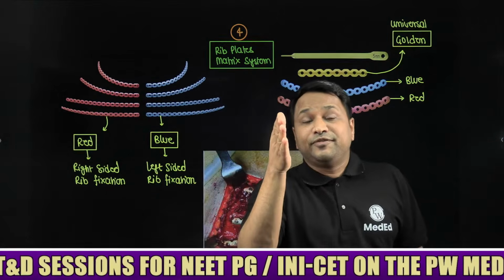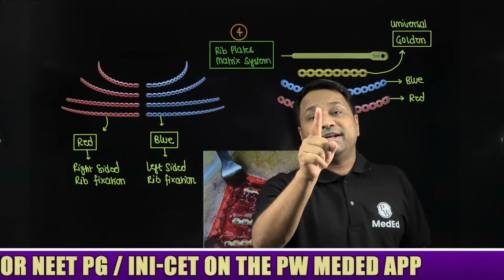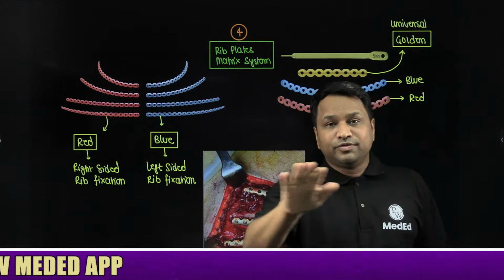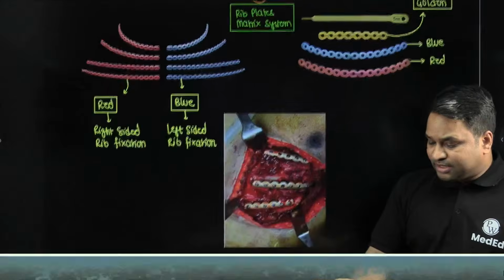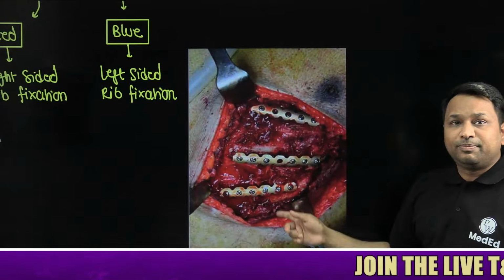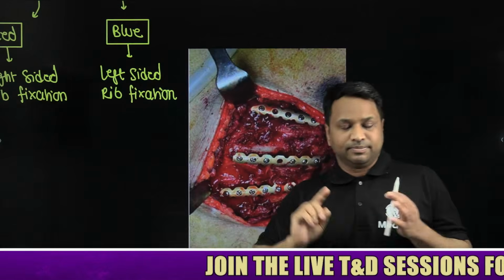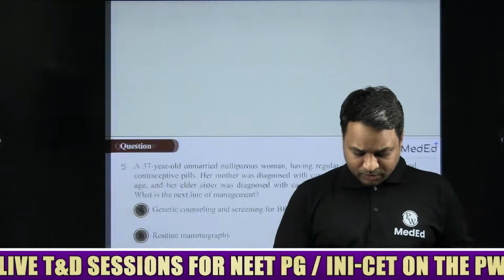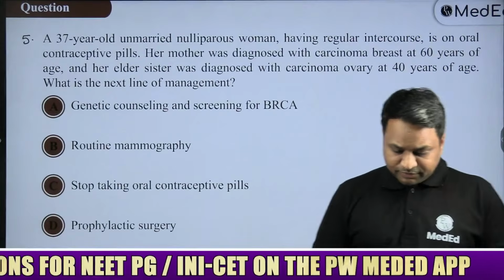I repeat again, if it is a red colored plate, it is for the right side. If it's a blue colored plate, it is for the left side. If it is a golden colored plate, it is universal. It is going to be for both of them. You can see here, I've used golden colored plates, which is going to be a universal plating system. All right. So this is another anticipated exam question. Now, going on to the next question that we have.